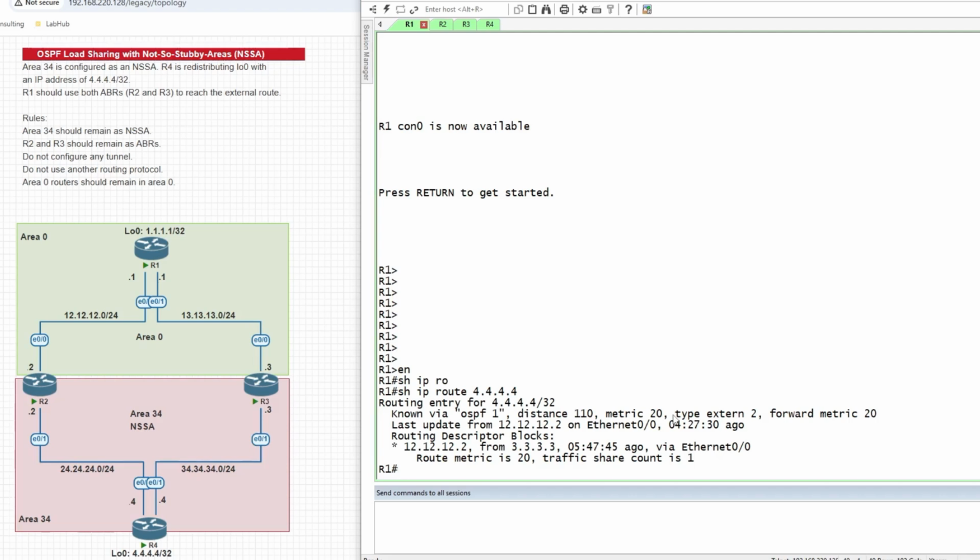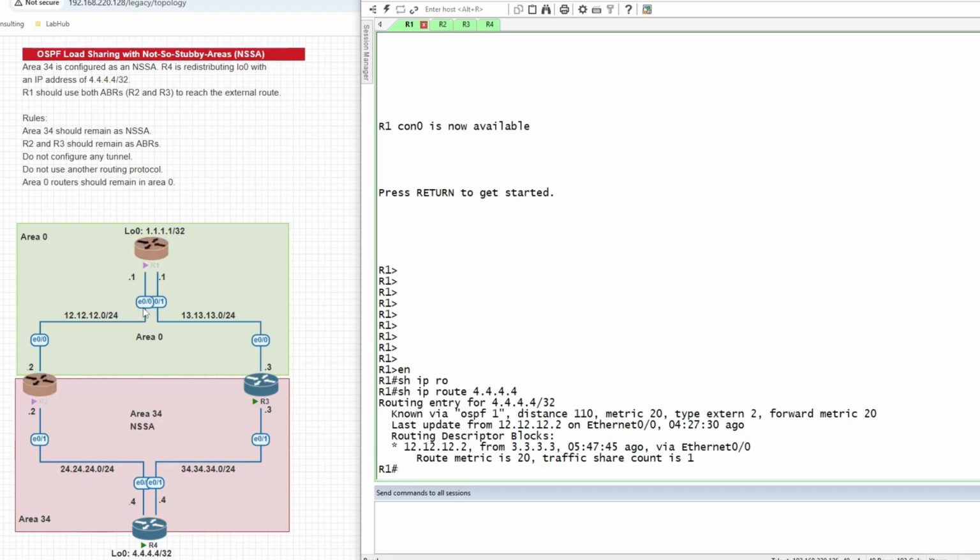Remember, R1 sits in area 0. Area 0 cannot be an NSSA. Area 0, which is the backbone area, cannot be any form of a stubby area. What that means is that the type 7s that we learn in area 34, for them to get to area 0, they have to be translated from type 7 to type 5.